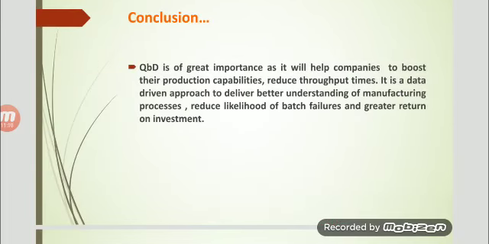And my concluding slide: QbD is of great importance as it will help companies boost their production capabilities and reduce throughput times. It is a data-driven approach that delivers a better understanding of manufacturing processes, reduces the likelihood of batch failures, and gives a greater return on investment. So this is a brief overview of what QbD is.